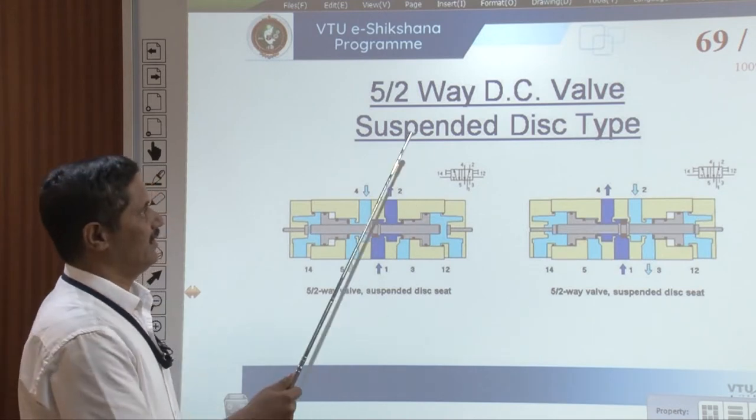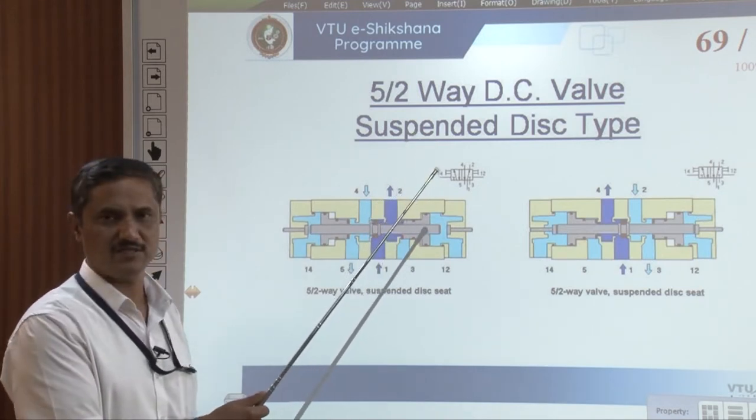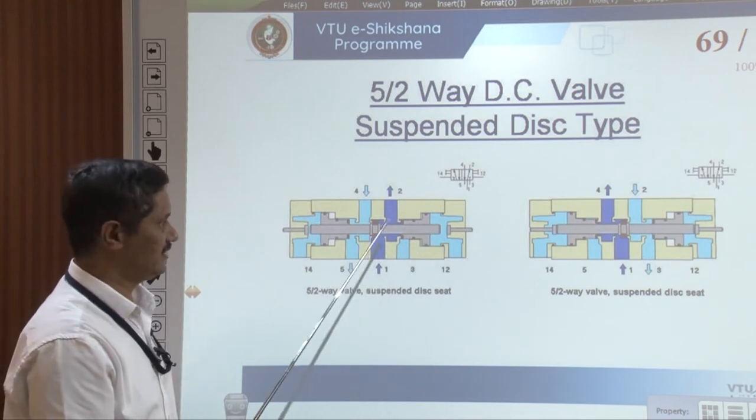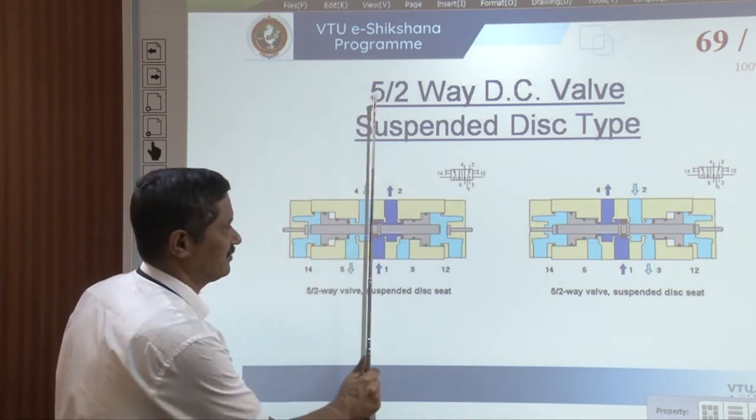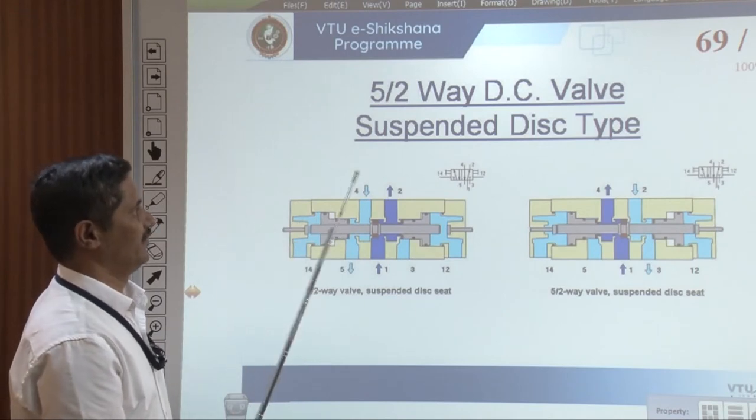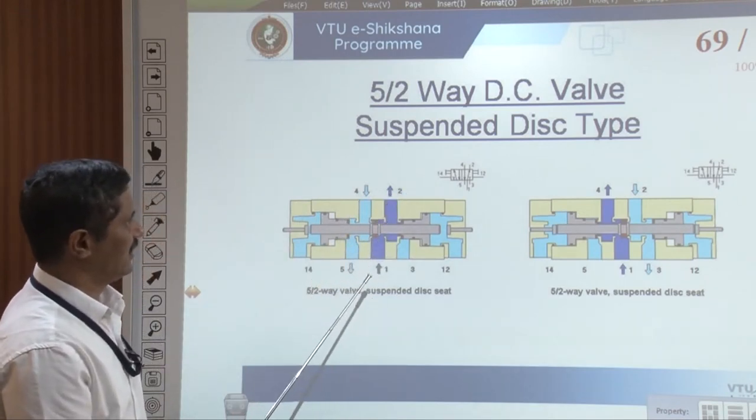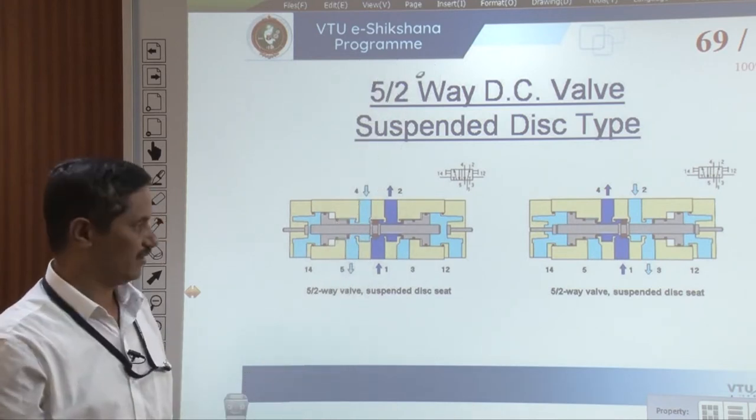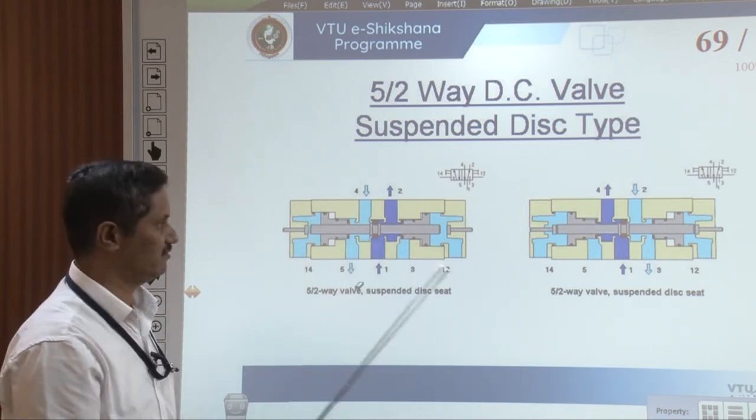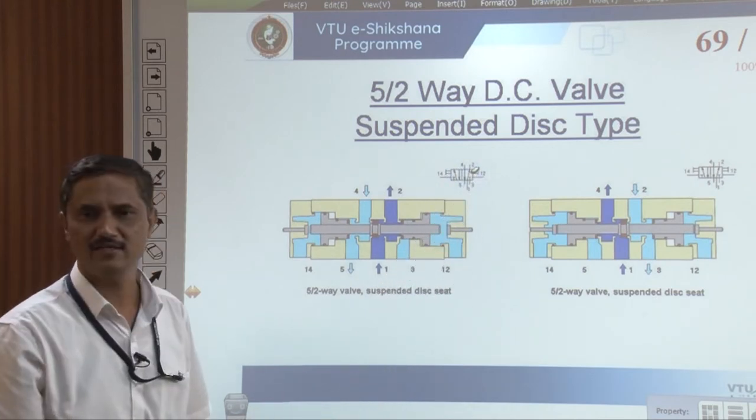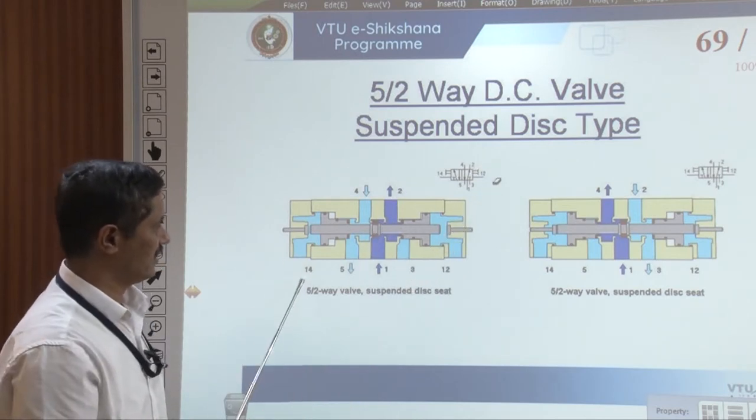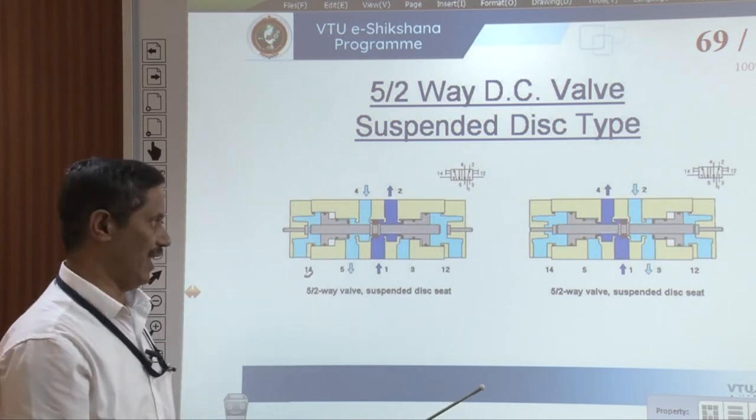The last type of valve used extensively in pneumatics is the disc type of valve, that is, the suspended disc. We call this a suspended disc because the discs are kept like this, and they move here and there to close and open the valve. Here, this is again a 5 by 2, with 5 ports and 2 positions. Counting 1, 2, 3, 4 and 5, there are 5 ports, and 2 positions can be executed using this valve. That is why symbolically it is represented as a 2 position valve, with 12 and 14 as the set and reset air connection ports given to the valve.